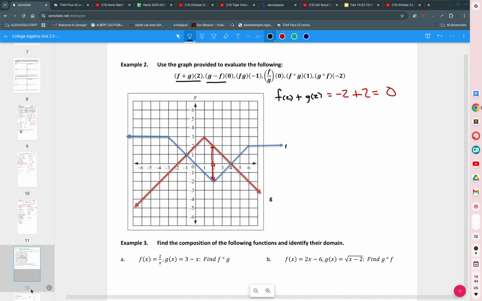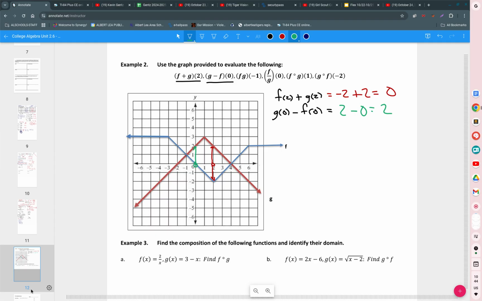We're going to switch it. We're going to do g minus f of 0. So it's g of 0 minus f of 0. The height of g at 0 is 2. f of 0 is 0. And so I get 2. Oh, I switched them around.